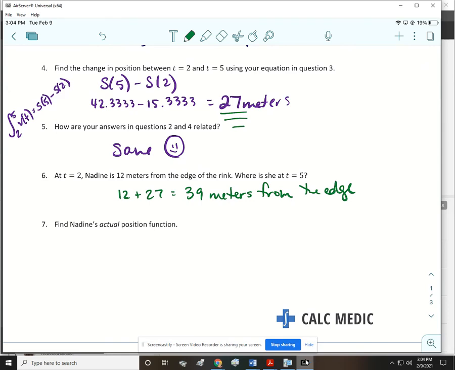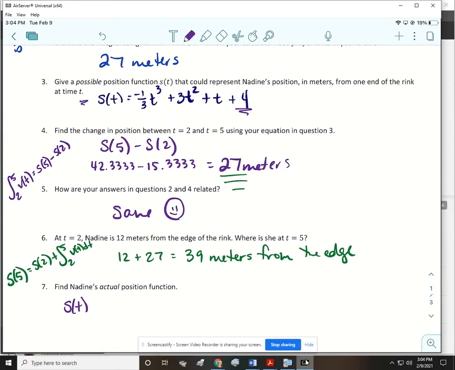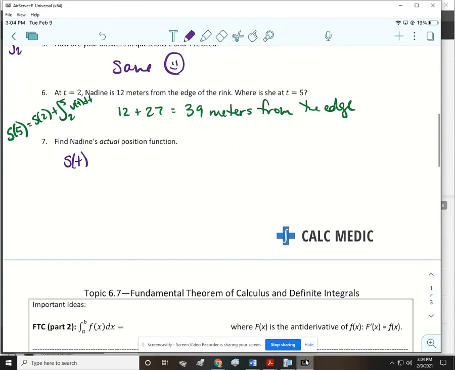Okay. Another way to write that is her position at 5 is going to be her position at 2 plus the integral from 2 to 5 of the velocity. Okay, and then we'll just use that to find her actual position function. We did this a little bit yesterday. So I'm going to go back to my one that I made up, but instead of the plus 4, we are going to do a plus c.